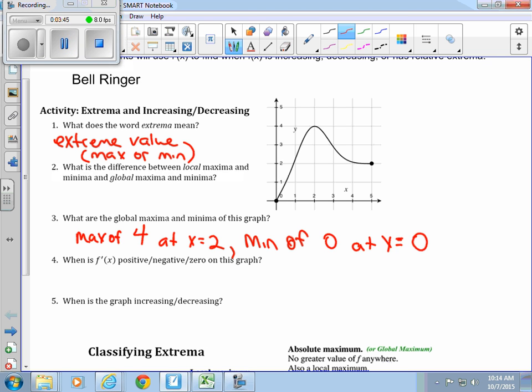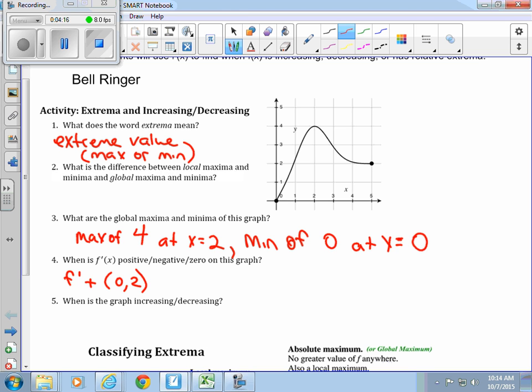When is f prime positive, negative, or 0 on this graph? Well, when is f prime positive, and what even would you be looking at? Good. Positive slope would be f prime positive, negative slope would be f prime being negative, and a topping out point would be a 0. So f prime is positive from 0 to 2.